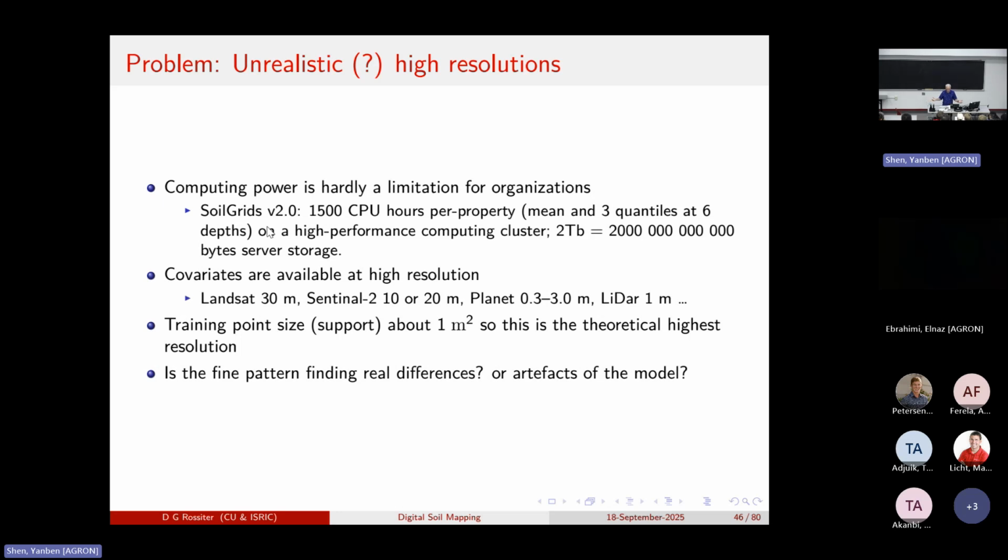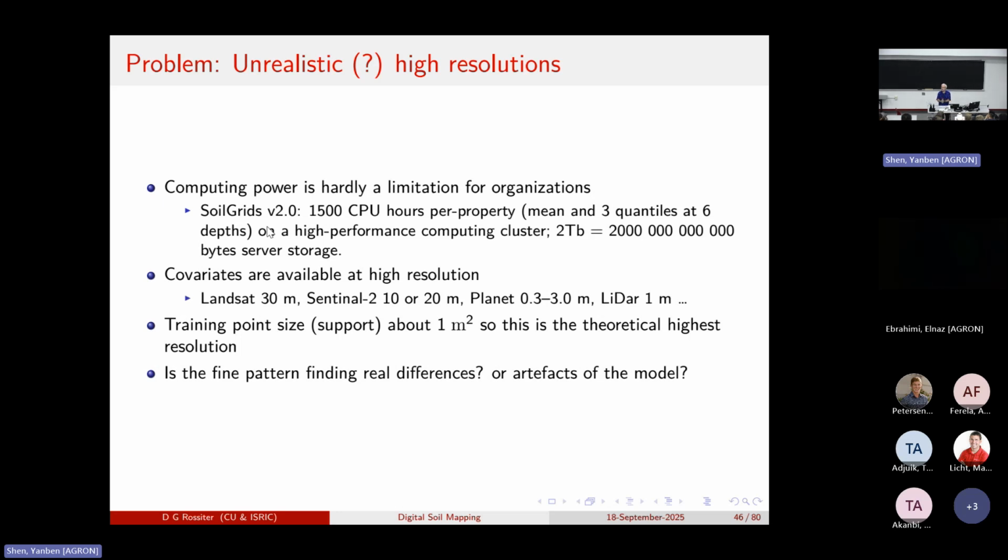We could probably go down to 30 meters, right? Because we can get covariates, these Sentinel, look at these. We can get Planet satellites, maybe not the whole world. But the point being that the covariates are finer and finer resolution. People want to make the maps at finer and finer resolution. But can that really be supported?